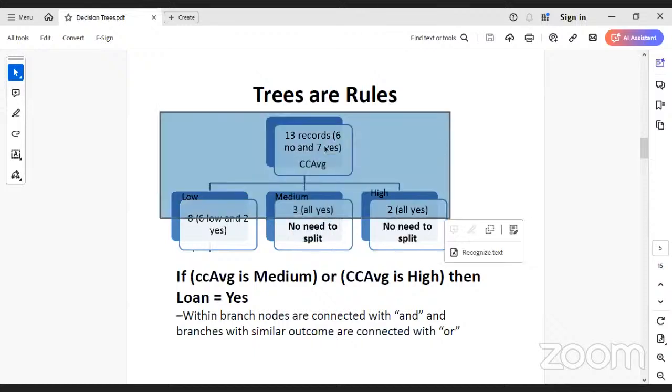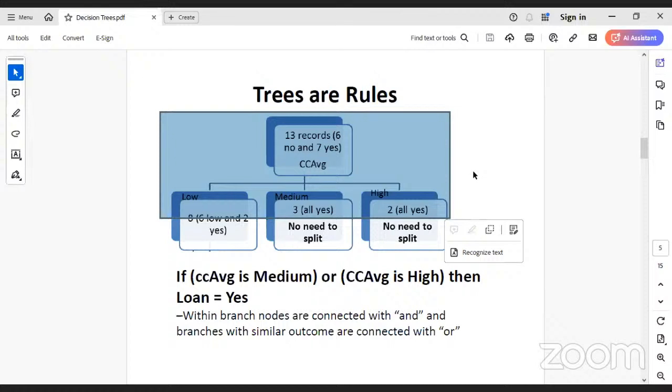The second rule says, if CC average is equal to high, then loan is yes, because medium and high both lead to yes. So when you have your right hand side as yes, we can combine the left hand side. So on the left hand side, what you can write is, if CC average is medium or CC average is high, then loan is equal to yes.